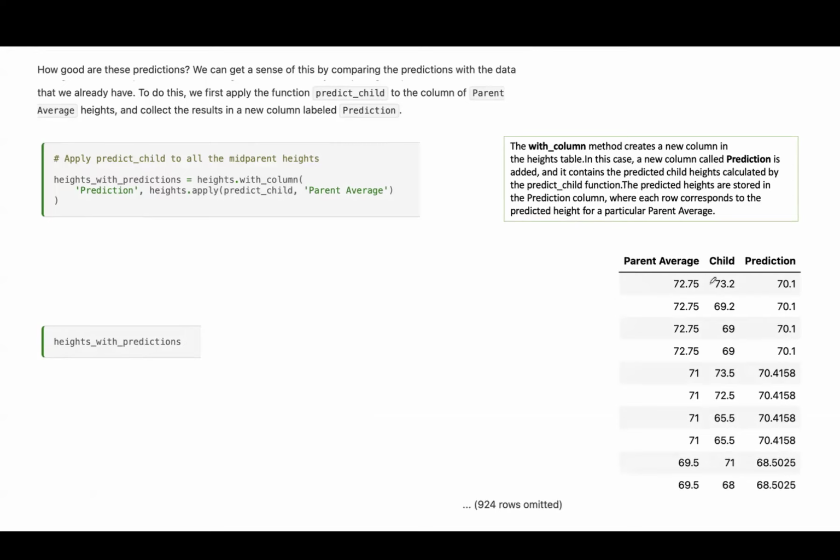Okay. The parent average is 72.75. We're just looking at some of these values. The child height is 73.2, and the prediction is 70.1. Okay, there are differences here. Then you have 72.75, 69.2, and the prediction is 70.1. Remember, our goal is to find the best mathematical model that makes the best predictions for us. To see where the predictions lie relative to the observed data, we can draw overlaid scatter plots with parent average as the common horizontal axis.